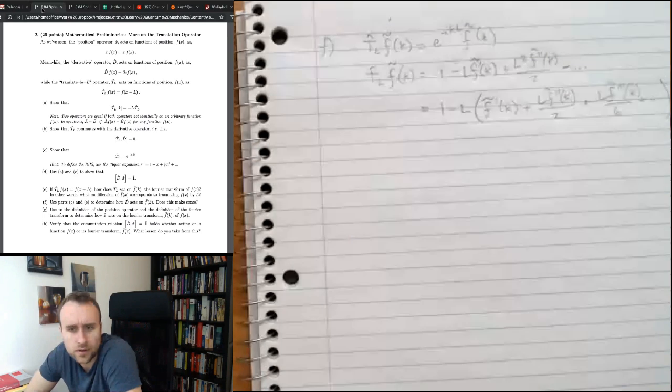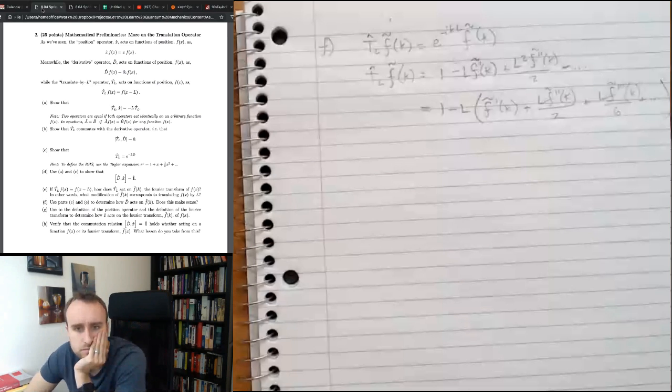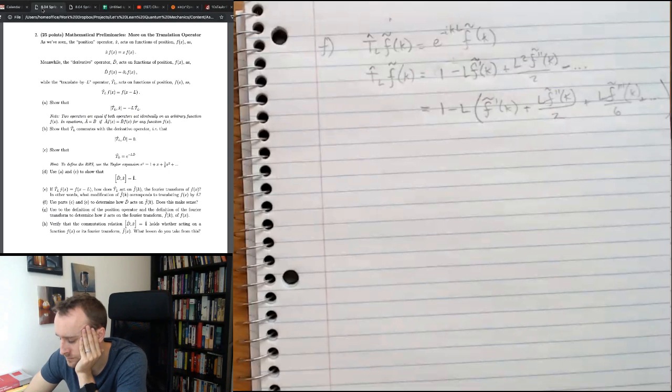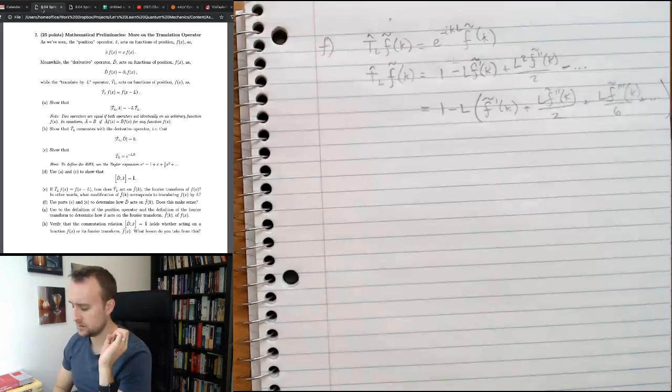What are the parts I'm supposed to put together here? C and E determine how D hat acts on F tilde. I think we're factoring here, right?